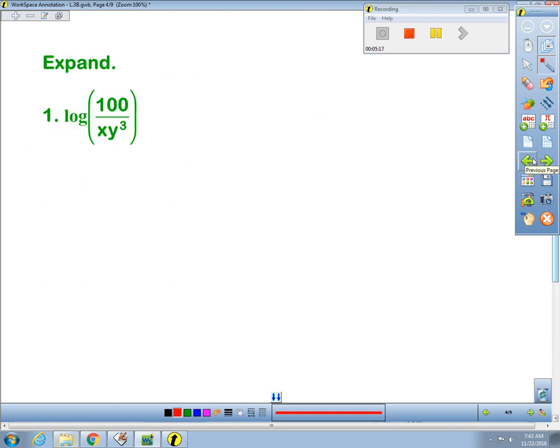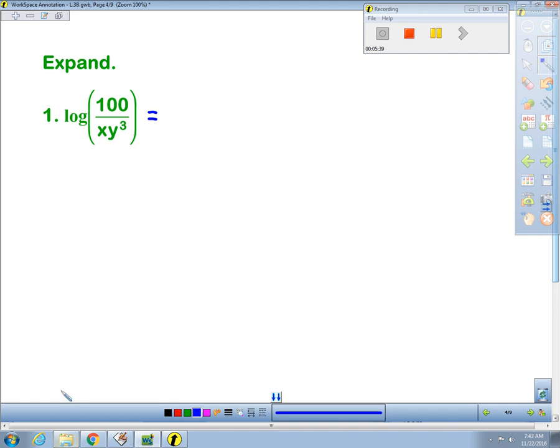So let's get to expanding. Expanding means I'm taking a single logarithm, and what I want to do here is write it as the sum of as many logarithms as I can. I want to take something that is very short and condensed and expand it out into something longer. And I'm going to be using our properties of logarithms to do this.